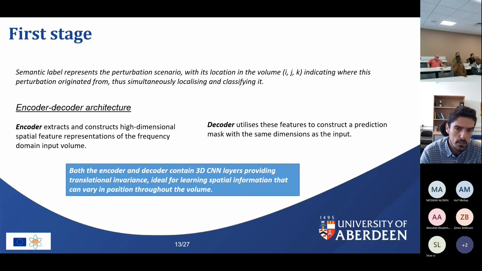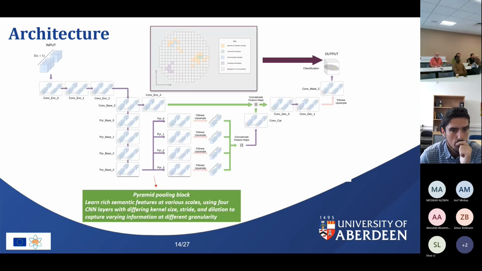And then we have the decoder component, where you take all of this extracted information to create a prediction mask, so that you can say, okay, we have areas where we believe some events are happening in the reactor core. And then the second stage is, how can we use a regression type of model to also return the IJK, which will show at which part of the reactor the perturbation is originating from. So that is the type of architecture.